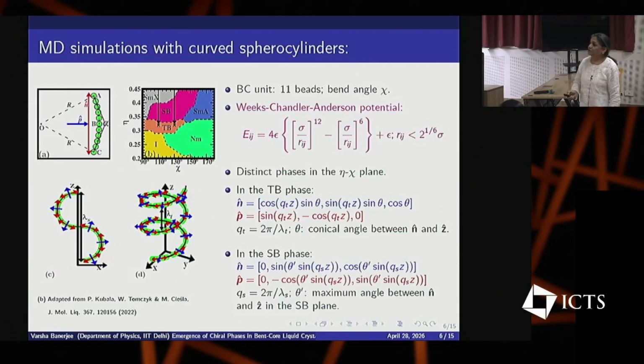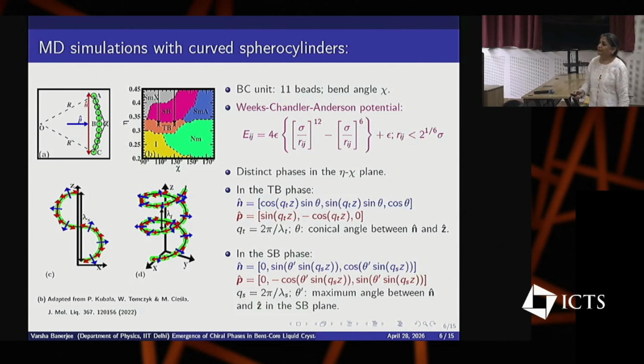So what Nishant did was very intensive molecular dynamics simulations. He constructed these curved objects using strings of beads. This bent core unit that he constructed had 11 beads. You could have 15 beads or 17 beads, it only adds to the complication, and this is characterized by a bend angle chi. This chi is decided by the curvature that you are assuming.